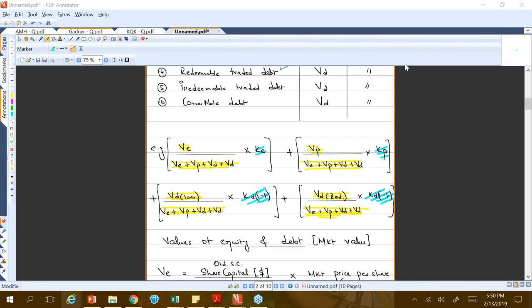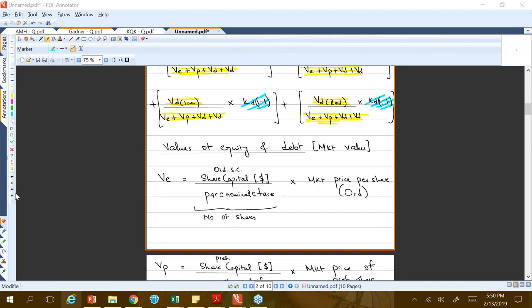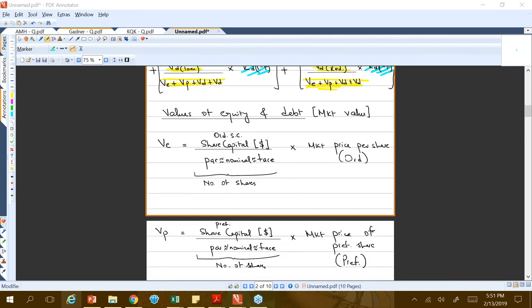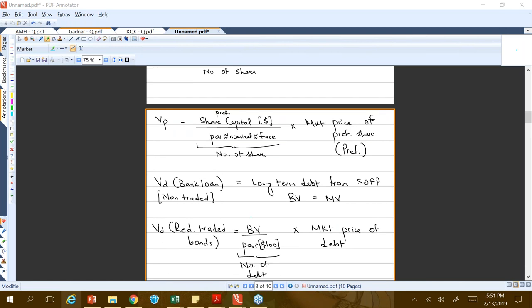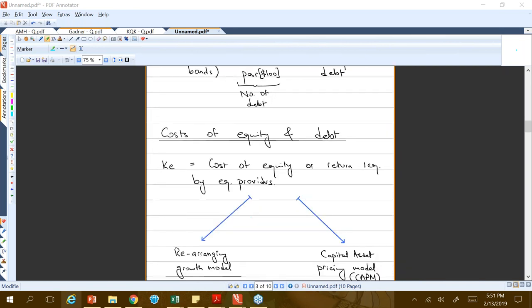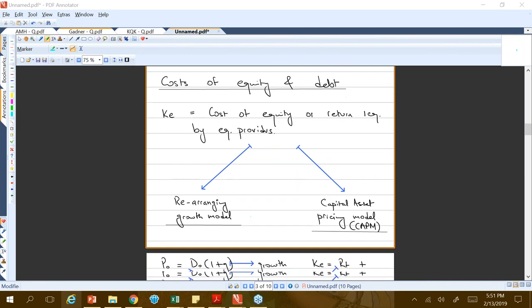Now, the values of equity and debt are a simple calculation: number of shares into the market price. The VD of the bank loan is also easy because we simply take the historic cost from the SOFP. The VD of the redeemable bonds is the book value over the par, which is 100, into the market price of debt.